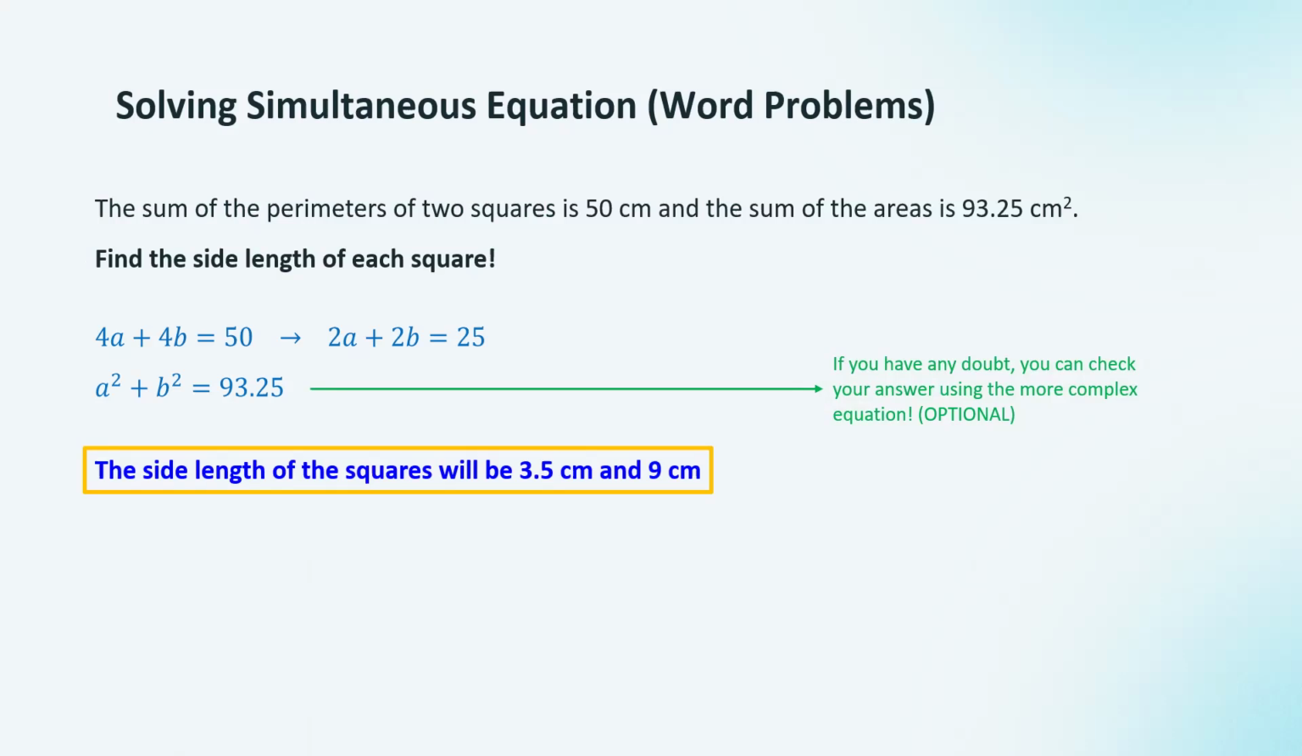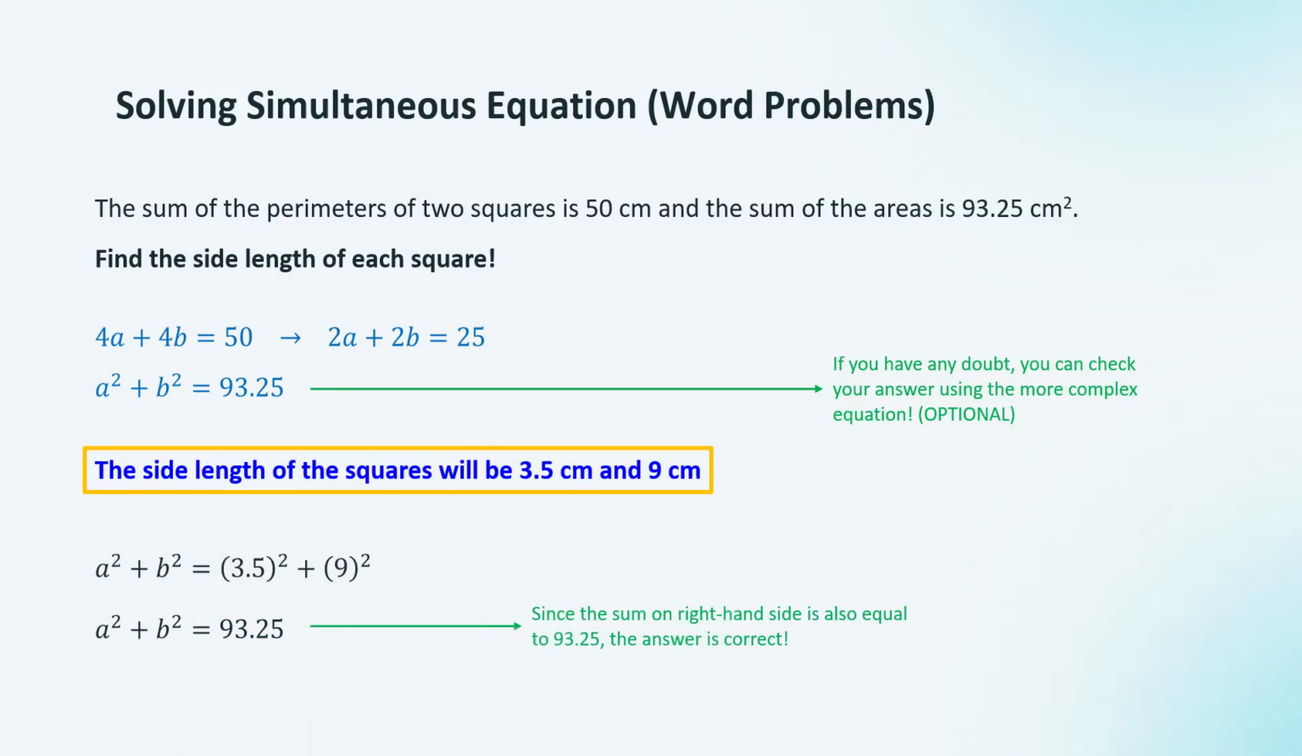So let's just say that a is 3.5 and b is 9. Again, because we know that we can interchange this. So if we try to add this, we got 93.25. Since the sum on the right-hand side is equal to 93.25, so it goes back to the problem statement, we know that our answer is correct.